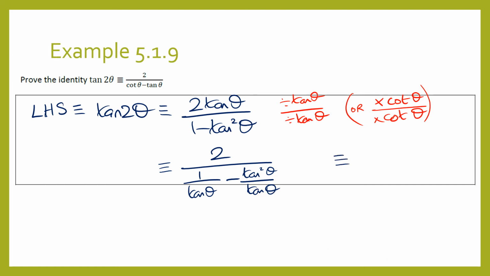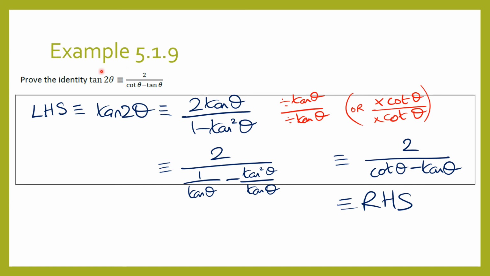Now let's simplify our denominator. First term, 1 over tan theta, that's the definition of cot theta. And then in the second term, we've got a common factor of tan theta that will cancel, leaving us with tan theta. And that is the right hand side of our identity. So that proves it. That proves this identity is true. There are other ways of doing that question. That's just one possibility.